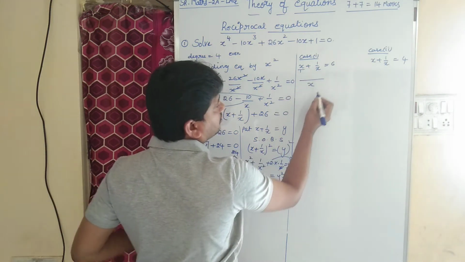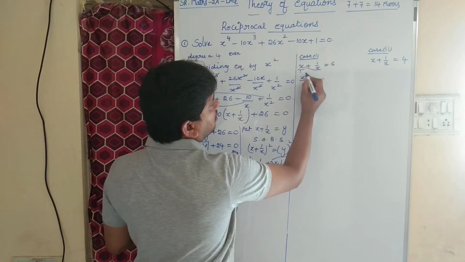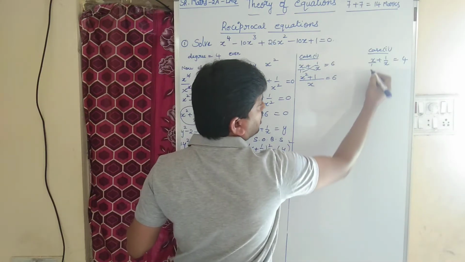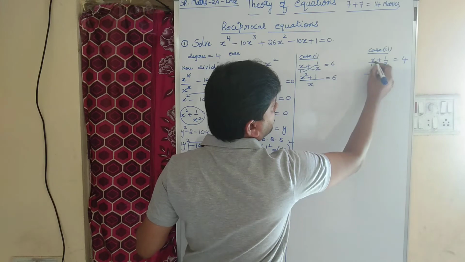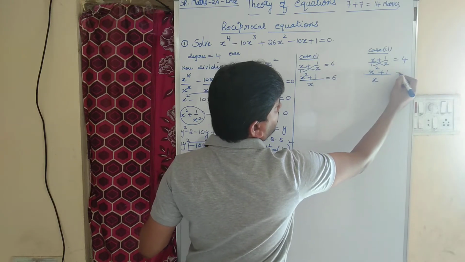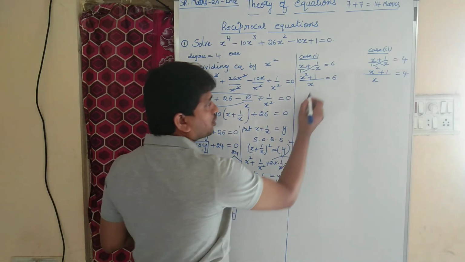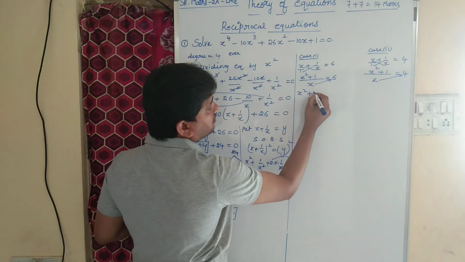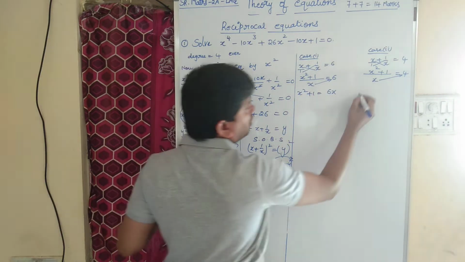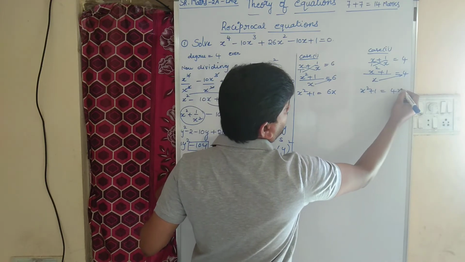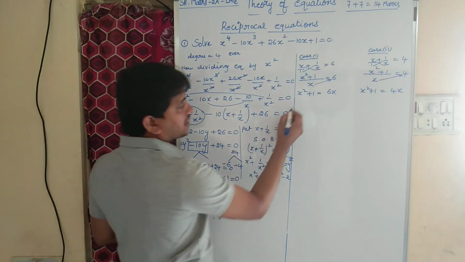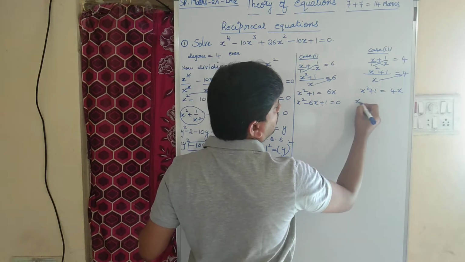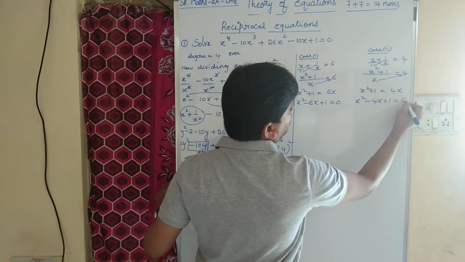1, x LCM is x, x into x, x square plus 1 into 1, 1 equal to 6. Here also same thing, children. Nothing means 1, comma x LCM x, x into x, x square plus 1 into 1, 1. The same procedure, cross multiplication. Here also cross multiplication. x square plus 1 equal to 6 into x, 6x. Here also x square plus 1 equal to 4 into x, 4x. Transpose 6x: x square minus 6x plus 1 equal to 0. Here also transpose: x square minus 4x plus 1 equal to 0.